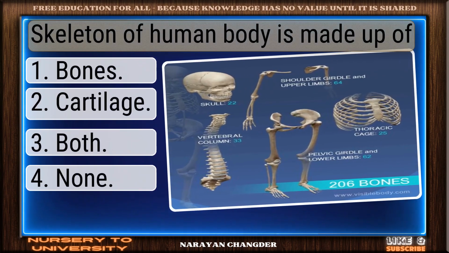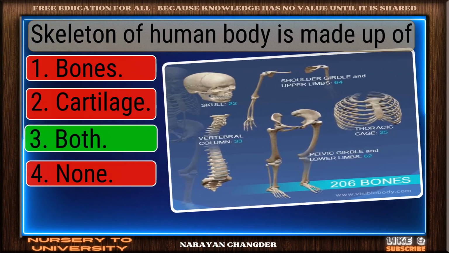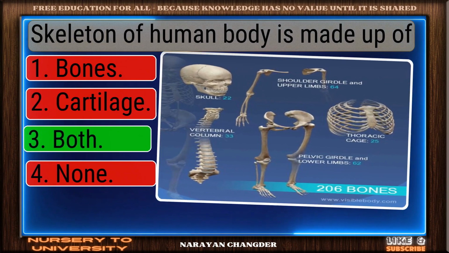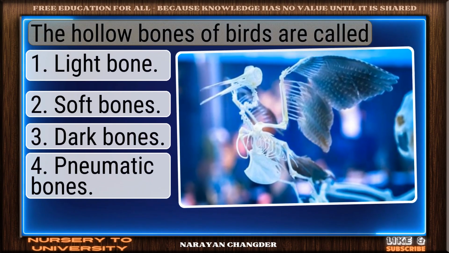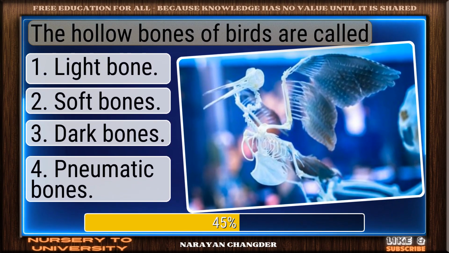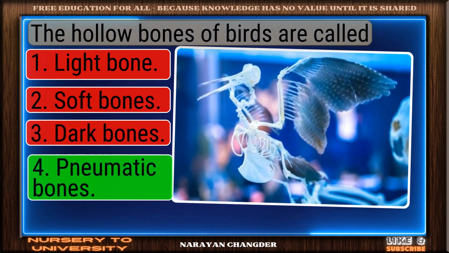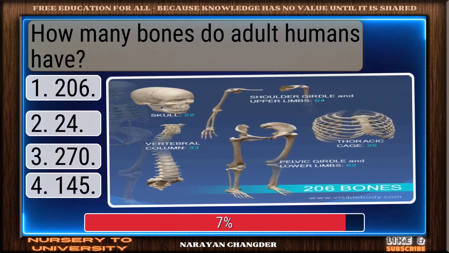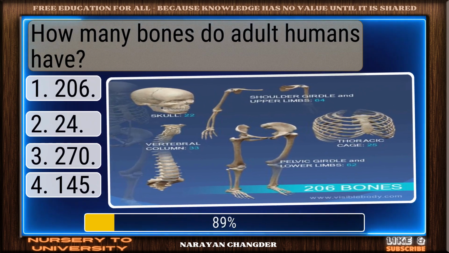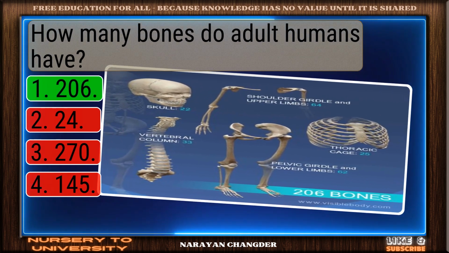Skeleton of human body is made up of. Exactly. Both make sense and it is right choice. The hollow bones of birds are called. Solid response. Pneumatic bones is a valid choice. How many bones do adult humans have? Smart pick. 2-6 is the correct choice.